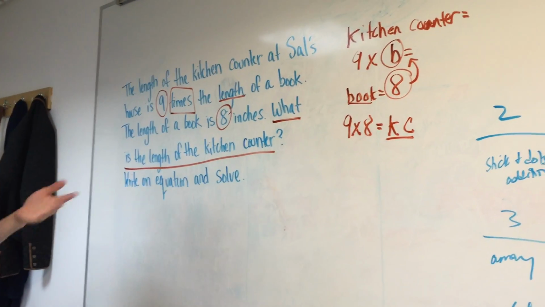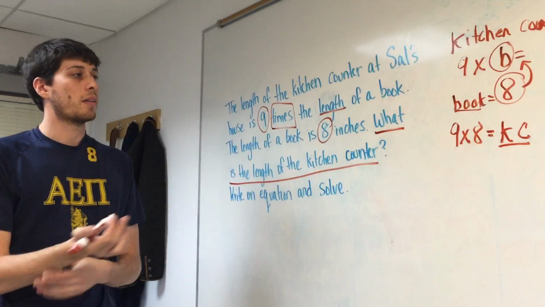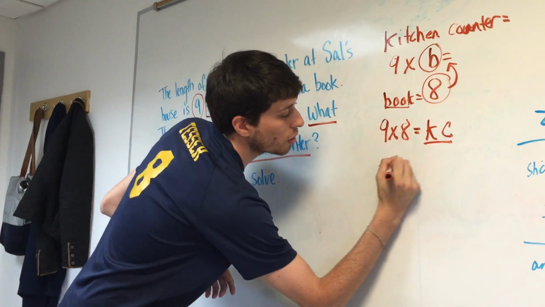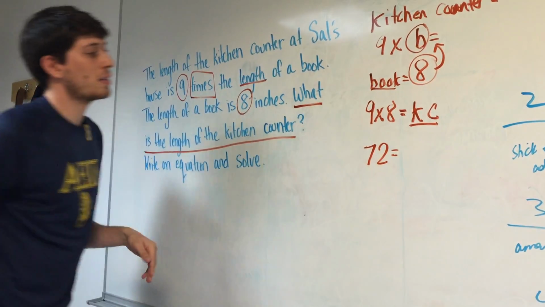Now I can solve. 9 times 8. We know our math facts, 9 times 8 equals 72. So I know that the counter is 72.